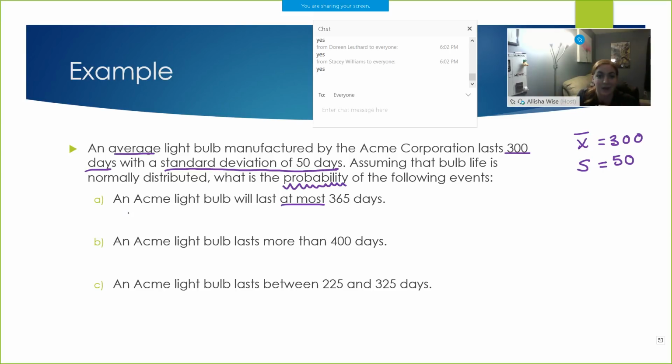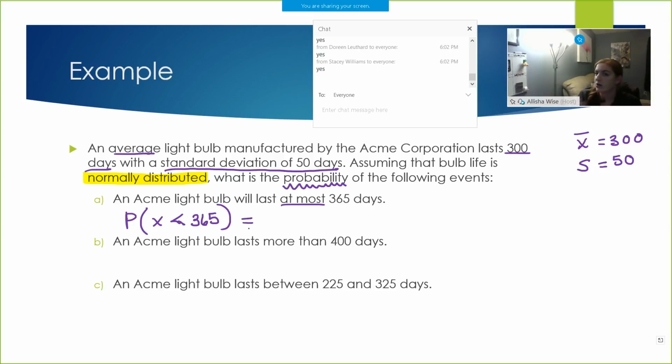It's okay if you don't. It's not a big deal. Basically, at most means that's the largest number it can be, right? So all of my bulbs have to be smaller than that number, or less than 365. So essentially what we're trying to find here is probability, so we use that big P, of our variable, which we know is normally distributed, because it literally says normally distributed in the problem. And we're trying to find the probability that it's less than 365.